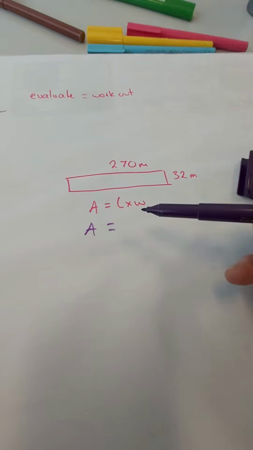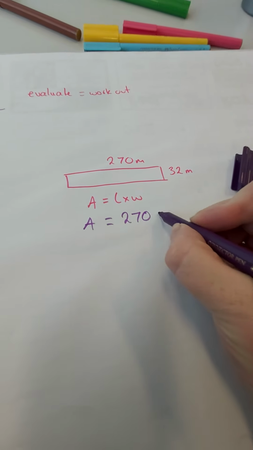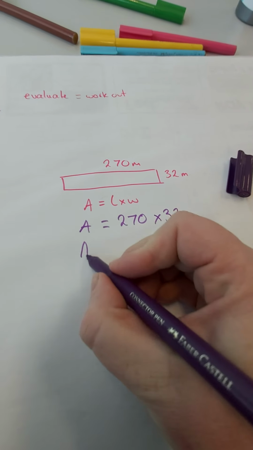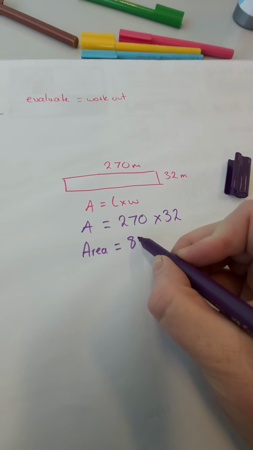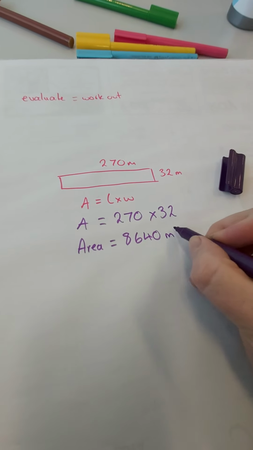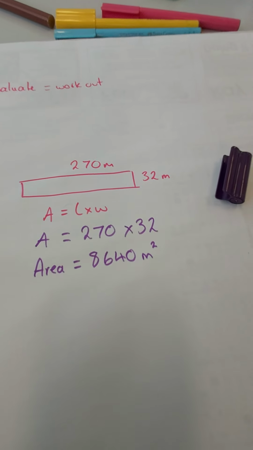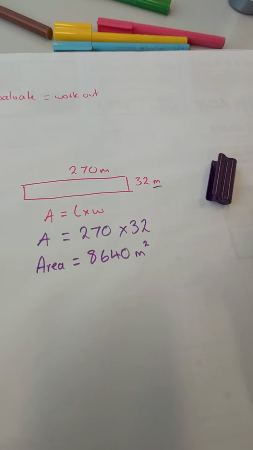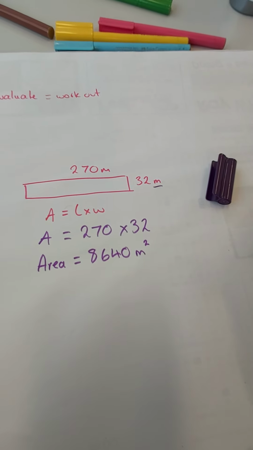So our length, how long is our rectangle, is 270, and our width is 32 metres. So the area of our rectangle is going to be 8,640 metres, don't forget squared. Whenever you're doing these types of questions, don't forget what units you're using, and especially when it's area, make sure you've got your metres squared.